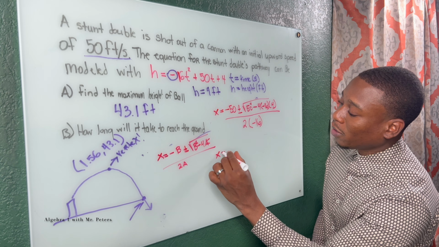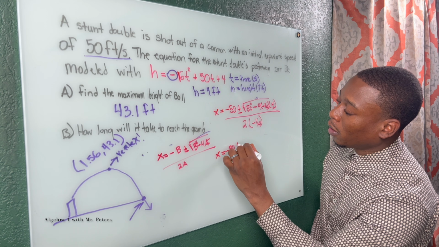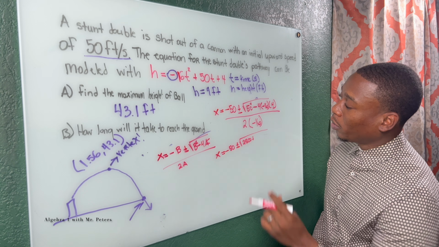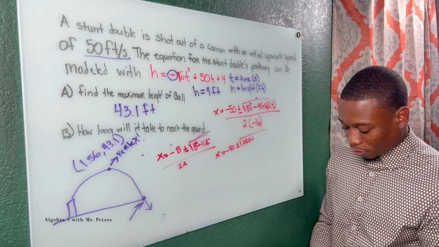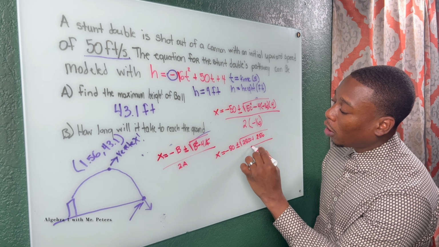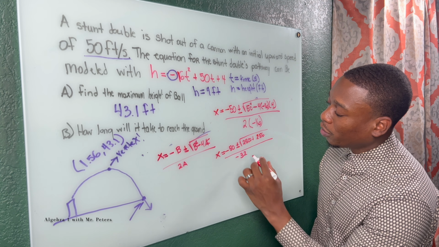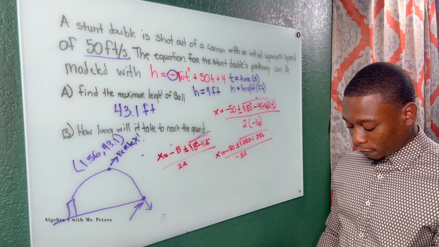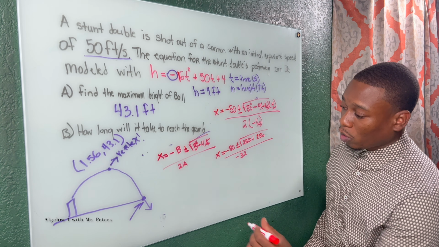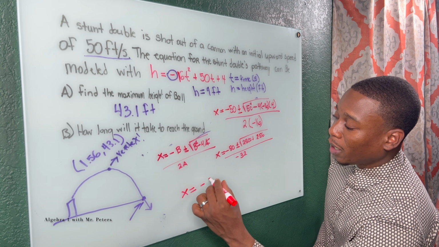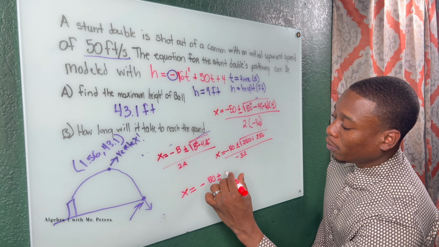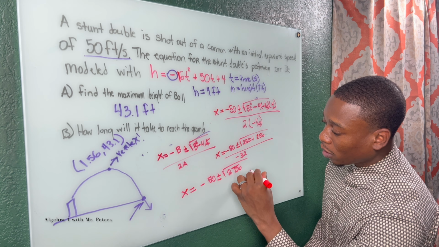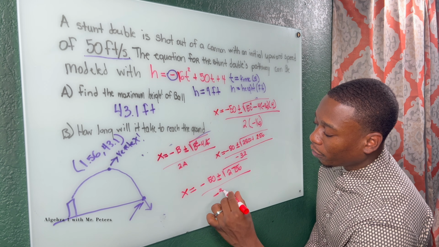So we have x is equal to the opposite of 50 plus or minus the square root of 2500 plus, and let's do this, 4 times 4, plus 256 all over negative 32. So when we now clean this up, family, this is what we're going to have. X is equal to the opposite of 50 plus or minus the square root of 2,756 all over negative 32.